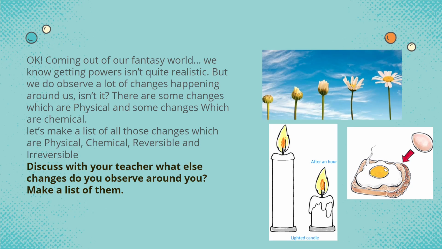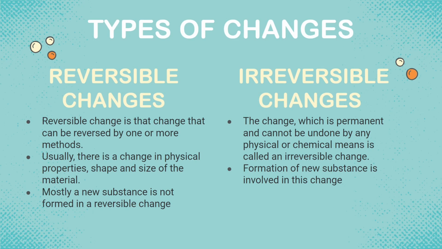There are some changes which are physical and some changes which are chemical. Let us make a list of all those changes which are physical, chemical, reversible and irreversible. Let us take the example of types of changes, reversible and irreversible. The changes which can be reversed again are known as reversible changes, and the changes which we cannot reverse are known as irreversible changes.